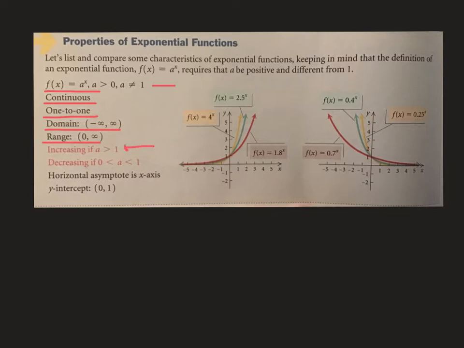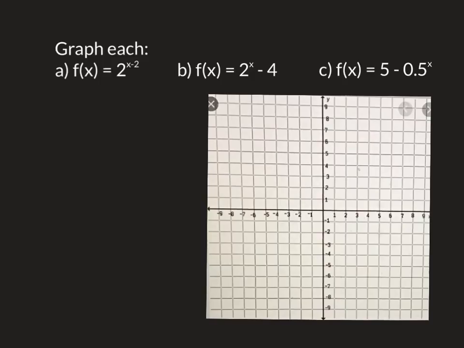It's increasing if a is bigger than 1. It's decreasing if a is a fraction that's less than 1. This is the decreasing one. This is the increasing one. Growth versus decay. The x-axis is the horizontal asymptote, and the y-intercept is (0, 1), like we just discovered. So that's all the stuff we just did on one slide. Pretty good slide. Okay, now we're going to shift it around a little bit.